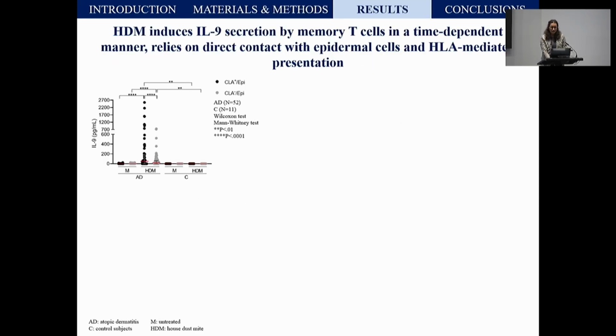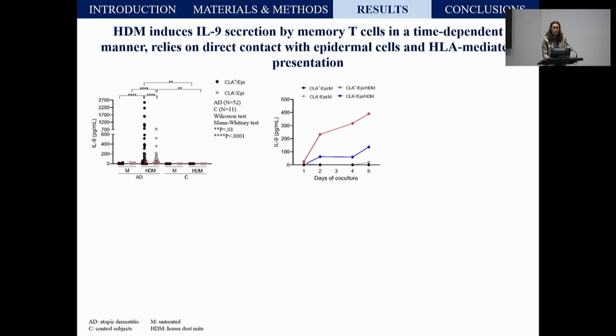Now let's start with the results. House dust mite induced IL-9 production in both CLA positive and CLA negative memory T cells co-cultured with epidermal cells in AD patients, but not in control subjects.